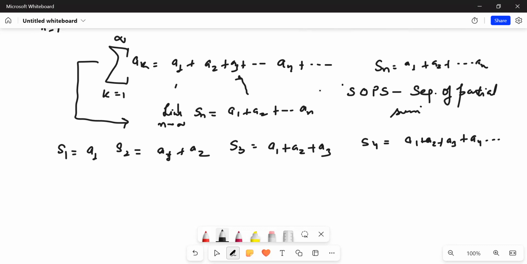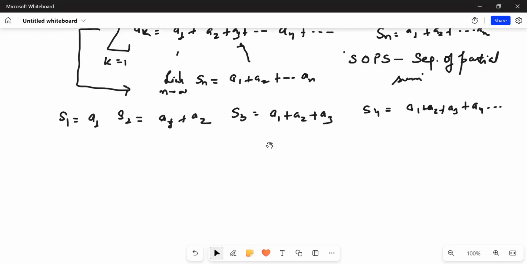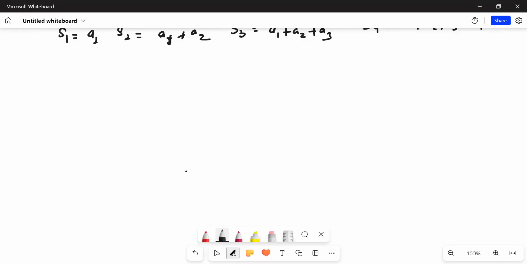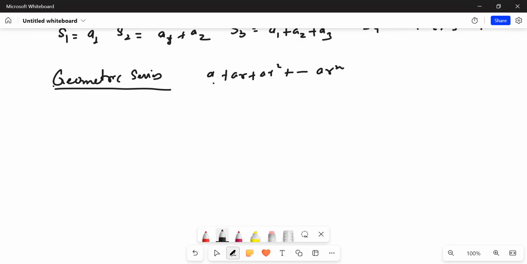This is one thing. Now some important series I am going to write which are convergent in nature. One of them is the geometric series. If I write a series of the form A plus AR plus AR squared up to AR to the n, then this series is convergent provided mod R is less than 1. So this is a convergent series.